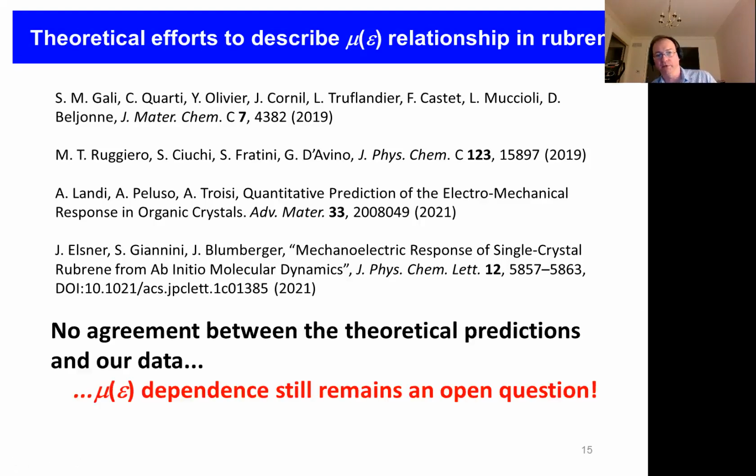Unfortunately, we don't have a good agreement between our experimental data and these theoretical predictions. While our work seems to suggest that these mobility-strain effects in rubrene are kind of intuitively simple. They make sense in terms of looking at the molecular packing in rubrene. But these theoretical works predict rather complex, non-intuitive behavior. And honestly, we don't understand why there is such a disagreement between our experiment and theory.